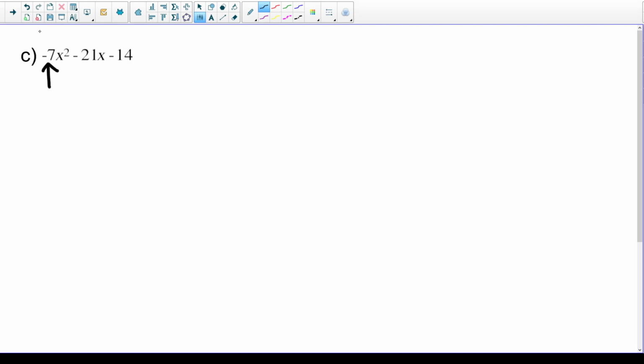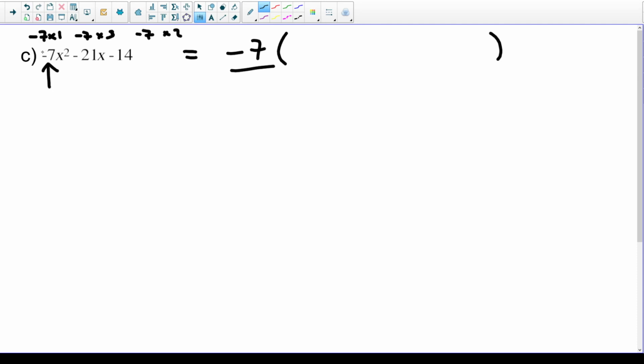I'm hoping you can see that 7 is 7 times 1, 21 is 7 times 3, and 14 is 7 times 2. But we're actually going to be factoring a negative 7 out of all 3. So what's that going to do? Well, if I factor out that negative 7 out in front of my bracket, what are my leftovers?